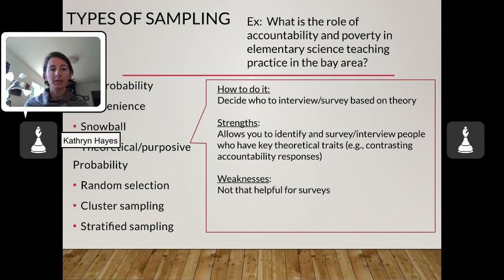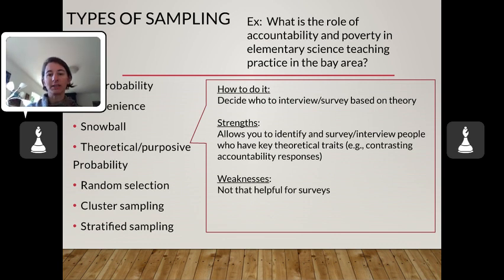Finally, under non-probability sampling, we have theoretical or purposive sampling. This is what I recommend for qualitative research for your dissertation. So those of you doing observations or interviewing, you certainly can try to do this for your pilot study as well. If it's possible, I highly recommend it. But if you're just trying to get a few people to talk to or to observe, then you don't necessarily need to.